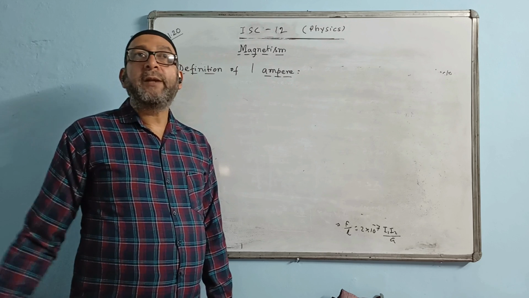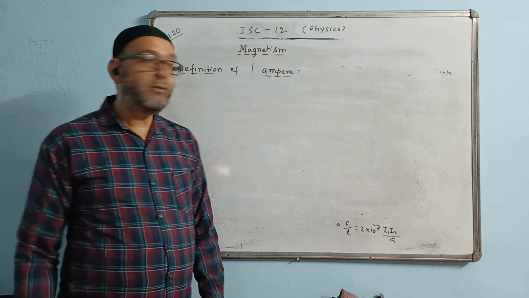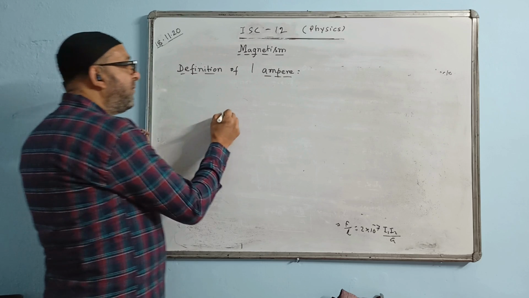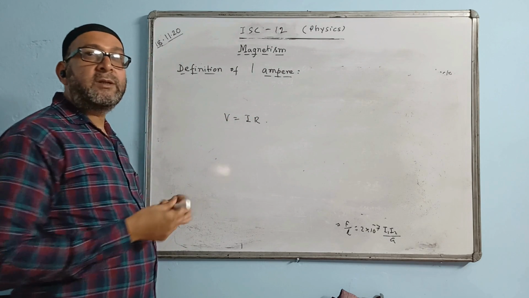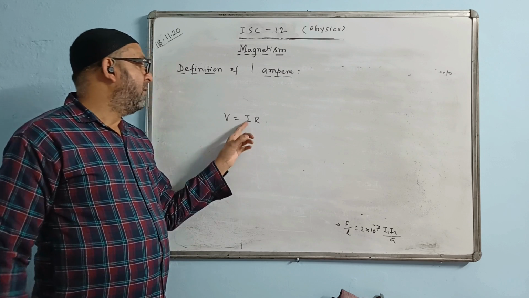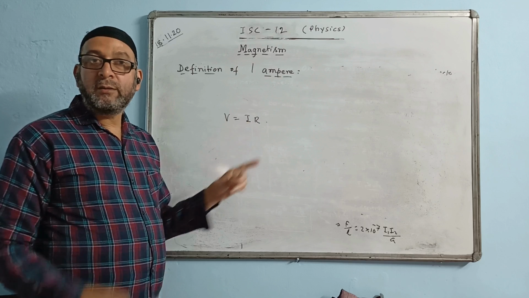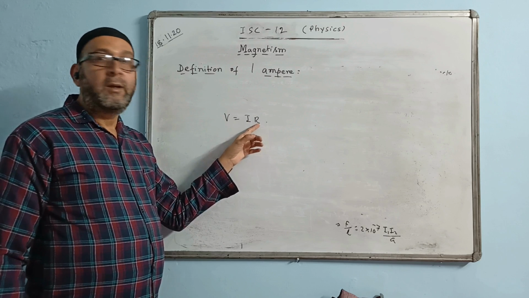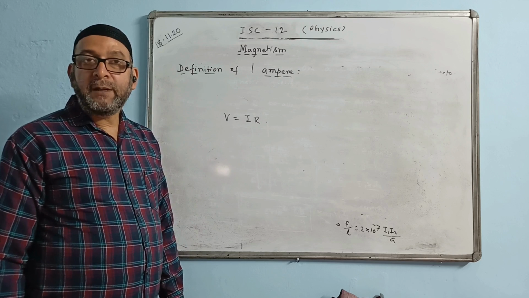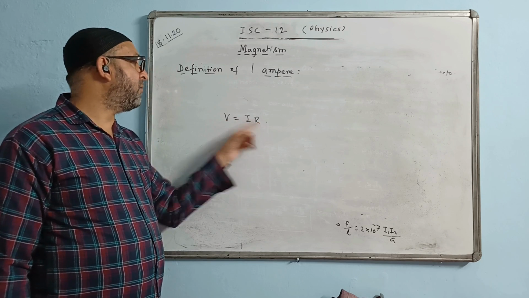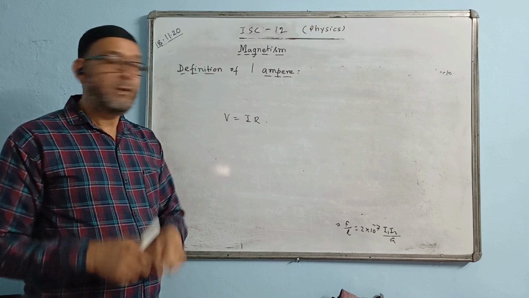If they ask you to define 1 ampere, you have to give this definition only, because only this definition is in your syllabus. You cannot use the formula V is equal to IR, Ohm's law. Some students write like this: 1 ampere is a current flowing through a resistor of 1 ohm when a PD of 1 volt is applied on it. Meaning R is 1, V is 1. This definition becomes wrong, as it is not in the syllabus.